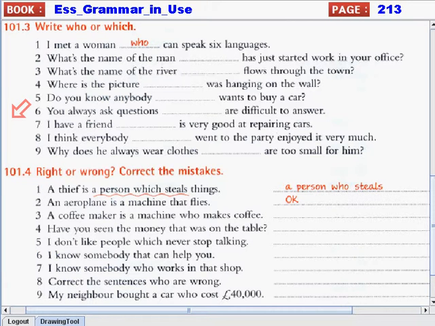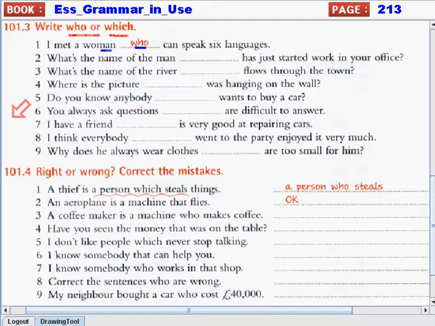Now, we did exercises 101.1 and 2 in our previous video. Now join me as I lead you to answer these exercises, okay? Let's have this one. Write who or which. You have to find out whether the word who or which is going to be used in the following sentences. As an example, I met a woman who can speak 6 languages. We use the word who instead of which because it refers to a person, and woman is a person, right?